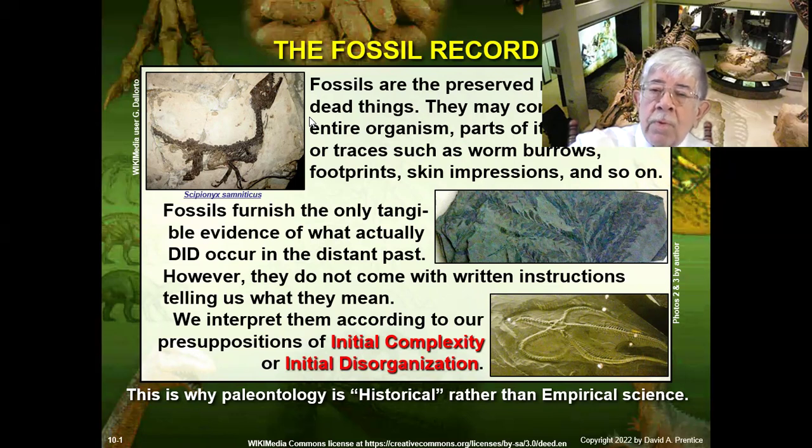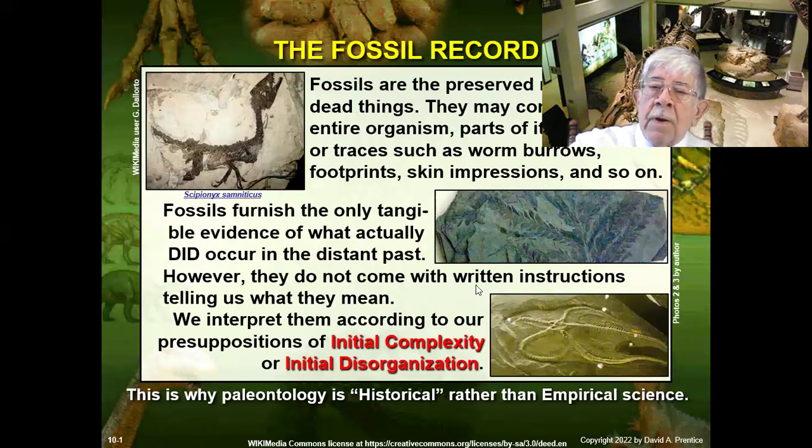But they don't come with written instructions telling us what they mean. We have to interpret them according to our presuppositions. Remember, creation would say initial complexity, from complex to simple. Evolution says initial disorganization, from simple to complex.